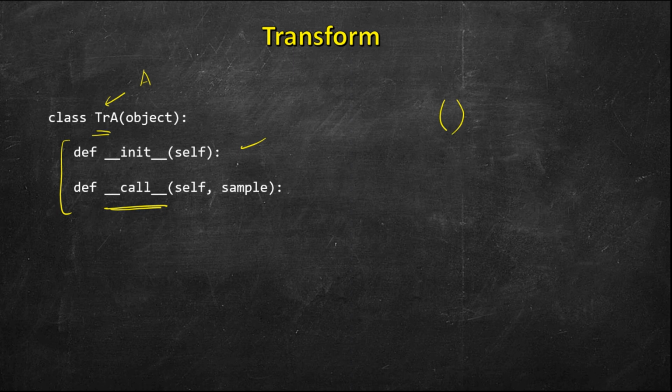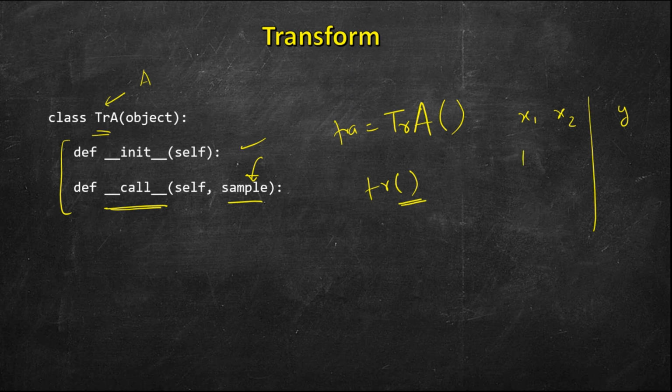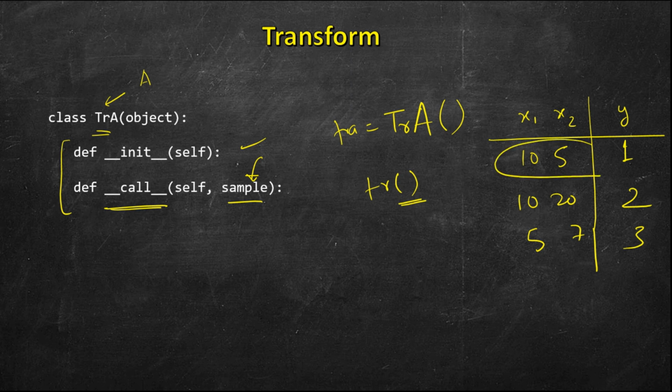So when you create an instance of your transform, let's say tra equal to the tra constructor, and then you call tra with this parenthesis, then this call method will be called, and it takes a sample. A sample is one of the data elements, one of the data in the multiple data in your dataset. Let's say you have a dataset where there are two features x1, x2, and there is one output, let's call it y. So we have 10, 5, and maybe this is 1, then this is 10, 20, this is 2, this is 5, 7, this is 3. So something like this. One sample is one row in this dataset.